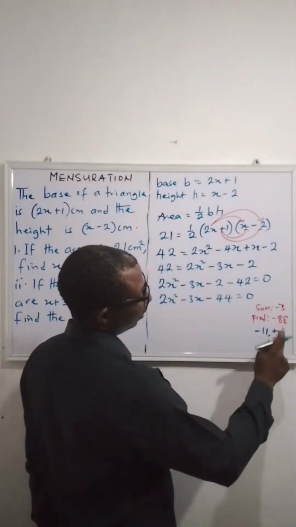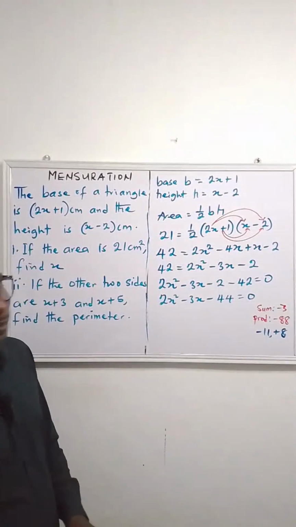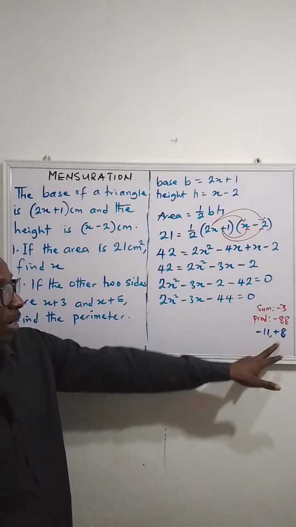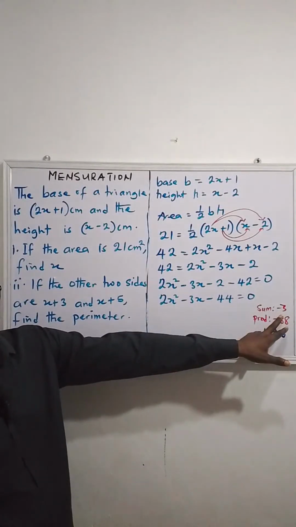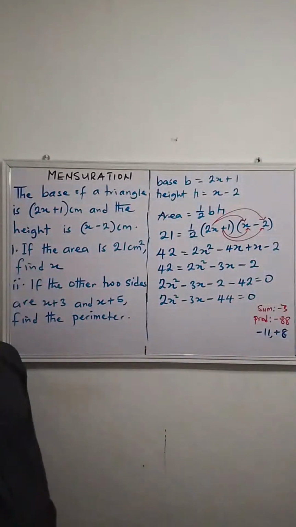Oh, is it 3 or 8? Okay, that's supposed to be 8. So positive 8. Now when you multiply this and this together, you have negative 88. When you add them together, what do you have? You have negative 3. So the two numbers are negative 11 and positive 8.